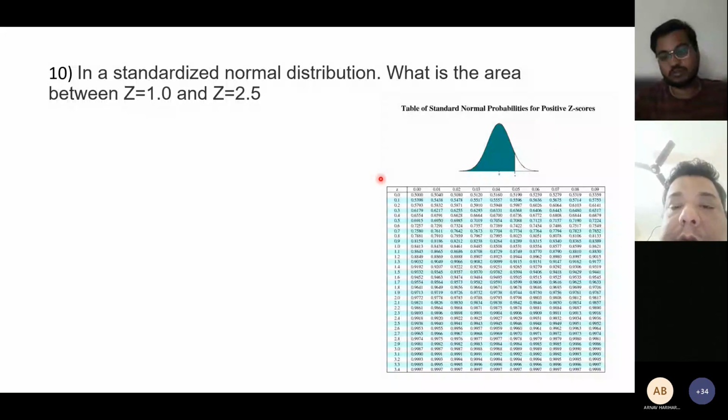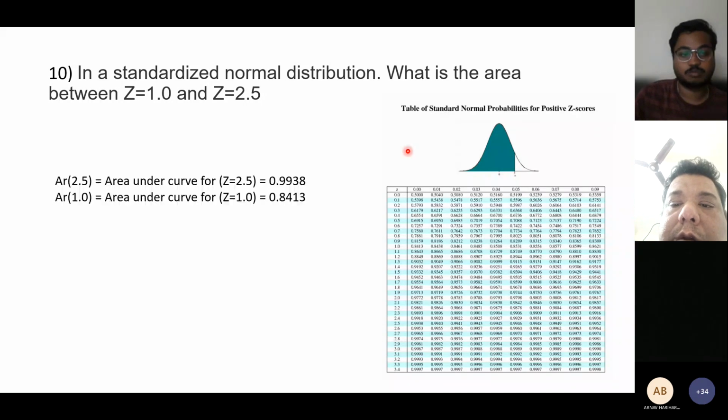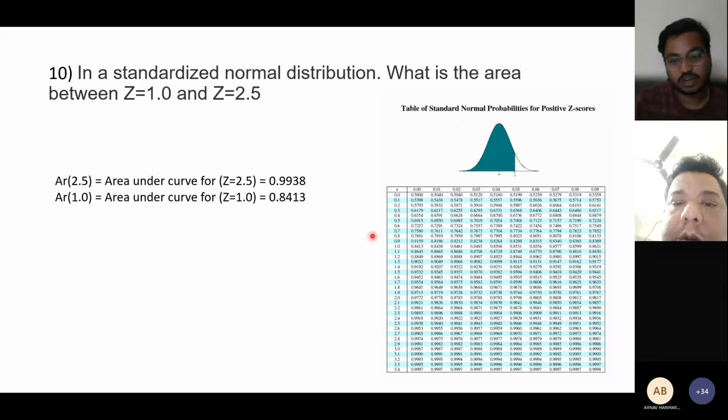So here, there are different kinds of tables that give you different kinds of values for areas under the curve. In this case, we get the area from the end of the curve up to whatever z-score we are trying to calculate. Because no second decimal place is mentioned, we take the first column, 0.0. For 2.5, the area under the curve is 0.9938. And for 1.0, the area under the curve is 0.8413.